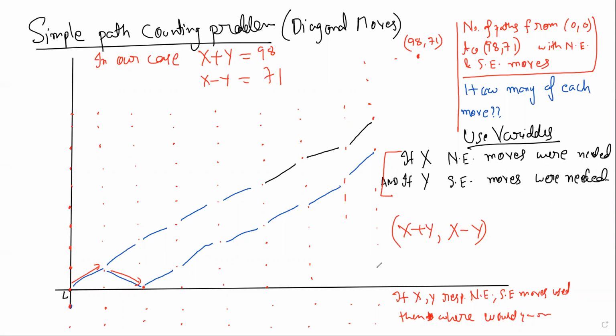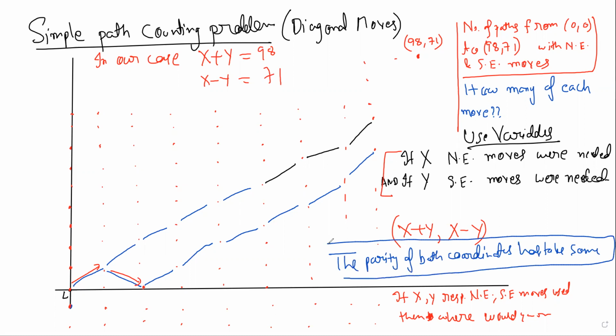So the parity of both the coordinates has to be the same. If you're reaching somewhere, the parity of both the coordinates has to be the same. Either both have to be even or both have to be odd. By this rule, I'm talking about starting from the origin and following this rule.